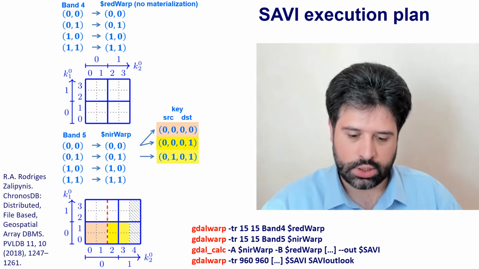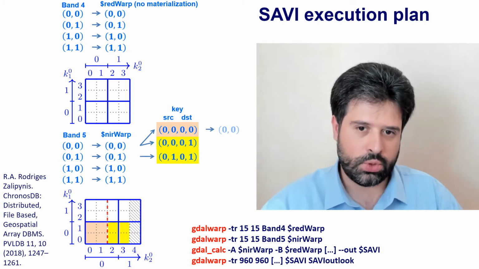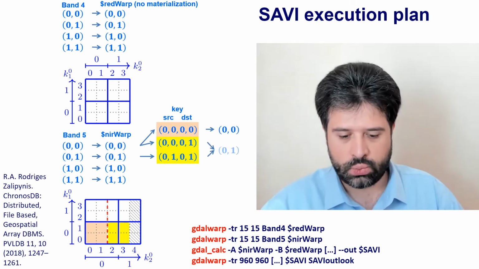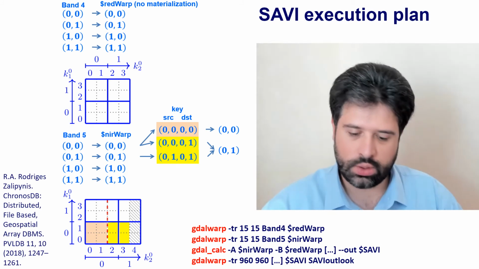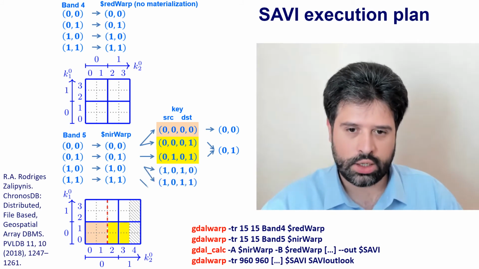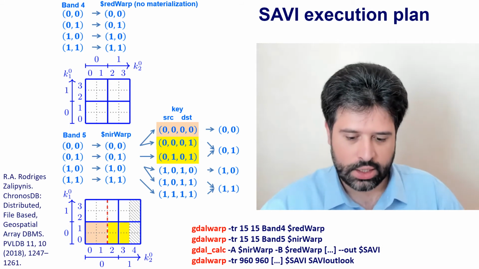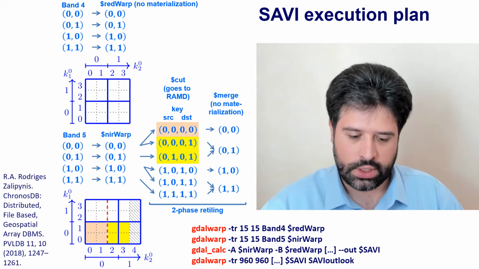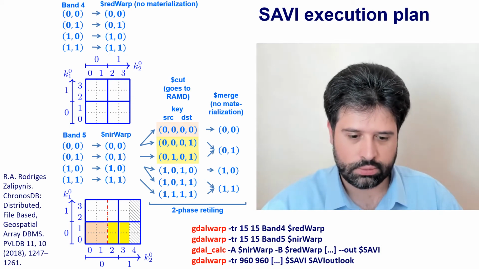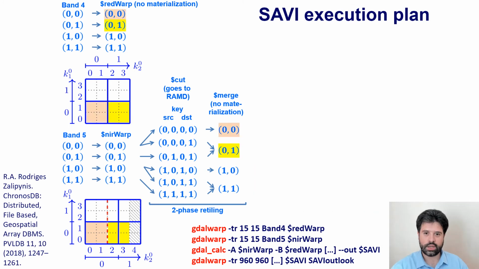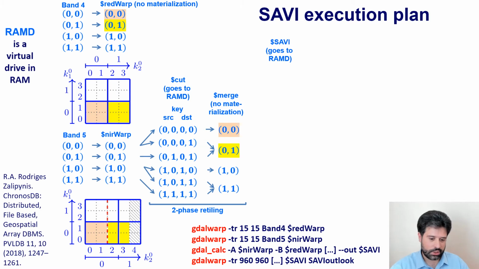Let's continue cutting. Finally, we merge the pieces. Note that we merge two yellow pieces from different subarrays into a new subarray. Now let's cut again and finish the cutting. We call this two-phase retiling. Now everything is ready to compute SAVI. Subarrays of the same colors will be submitted together to the GDAL-Calc tool.